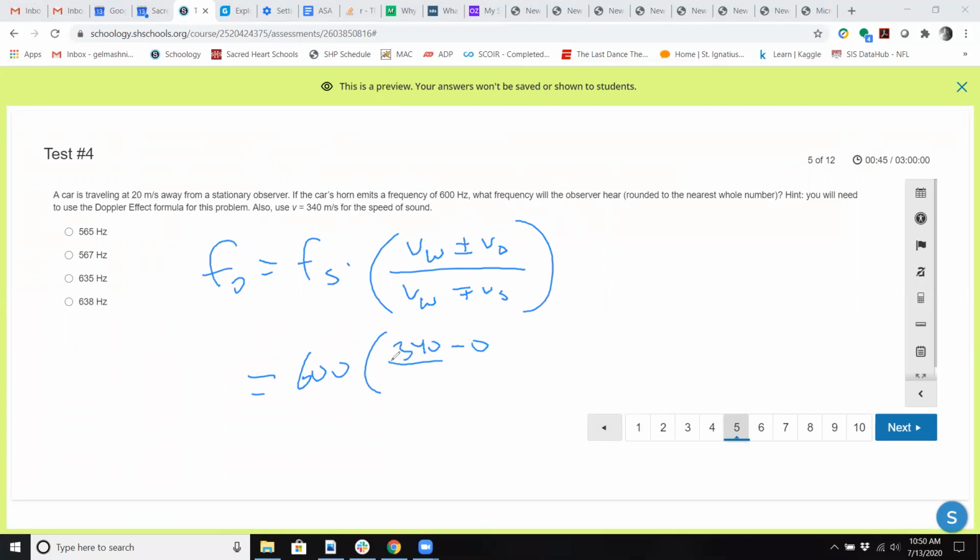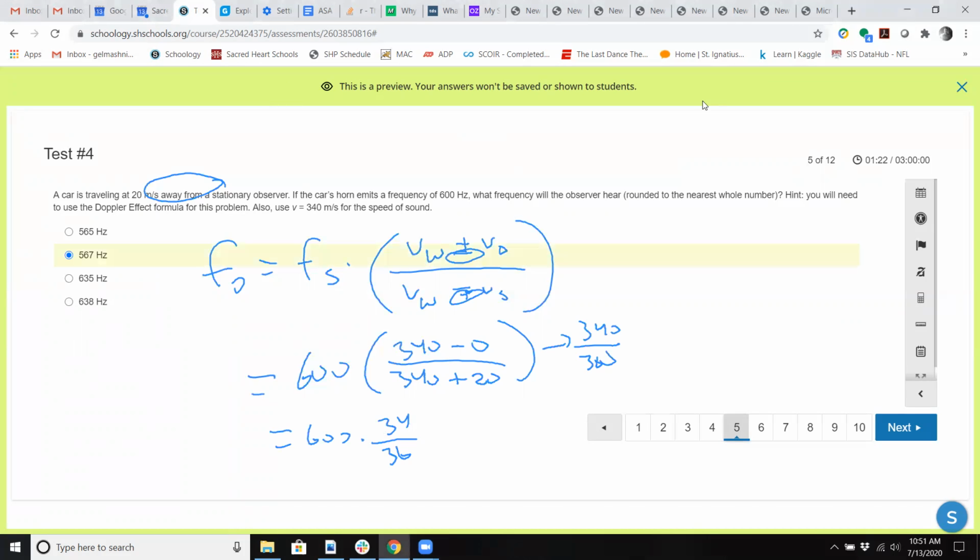So minus 0 over 340 plus the speed of the car, which is 20. So since it's going away from you, you gotta use the bottom signs. So it's 600 times 34 over 36, because you get 340 over 360 over here. And if you work on the calculator correctly, you should get 567. Yeah, so you get 567 for that one. So that's this choice right here. Okay, we'll keep moving.